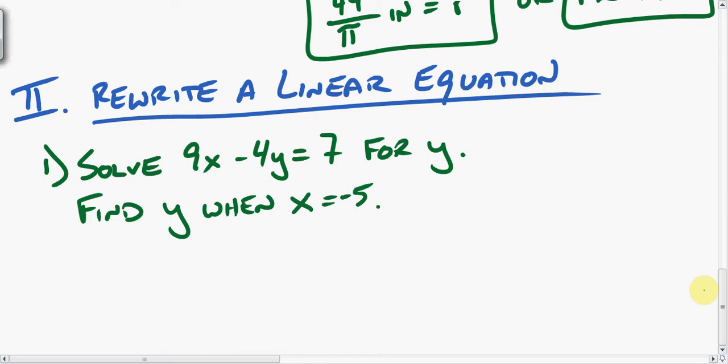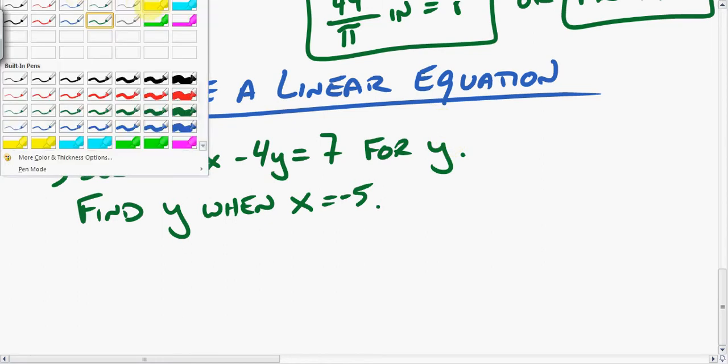This is section 1.4, part 2, where we are going to look at rewriting a linear equation. Rewriting a linear equation is very similar to rewriting a formula. You're essentially going to solve the equation for a given variable. And you can see in the first problem here, we want to solve 9x minus 4y equals 7 for y.